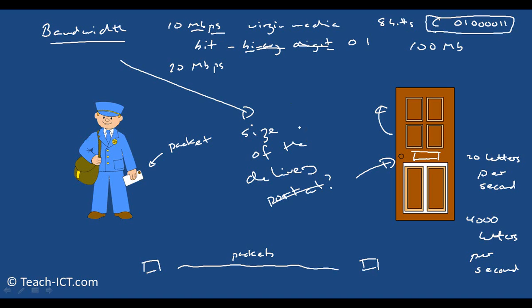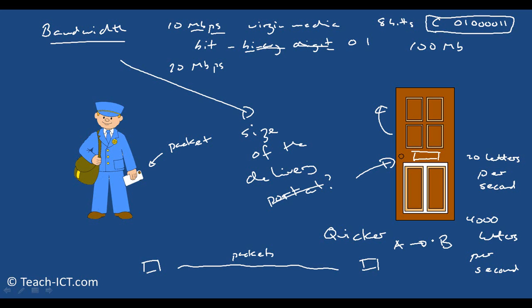Anyway, the bigger the bandwidth you've got, the more information can go down the line in a second. And ultimately, the quicker files can be sent from point A to point B. So the better bandwidth you've got, the quicker things can download.